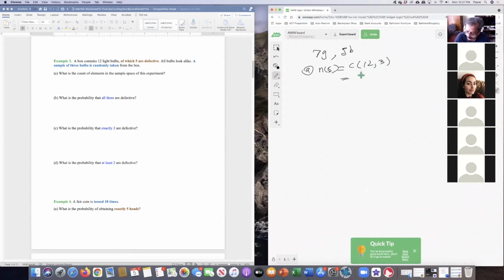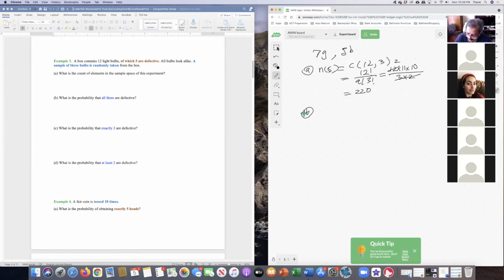So that'll be factorial 12 over factorial 9 times factorial 3, equal to 12 times 11 times 10 over 3 times 2. 3 times 2 is 6, which divides 12 into 2. So I have 220. Now the event that we need to do in part B is, what is the probability that all 3 are defective?